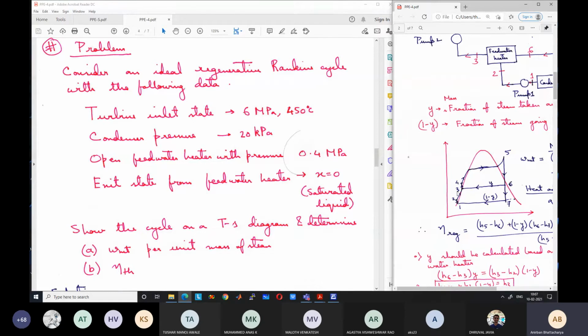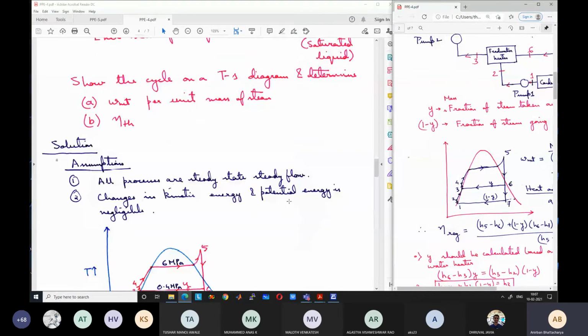So we have to show the cycle on a TS diagram and find out the net work output per unit mass flow rate of steam and the efficiency of the cycle. So it is the same thing that we have discussed, but now in numerical form we have to solve.